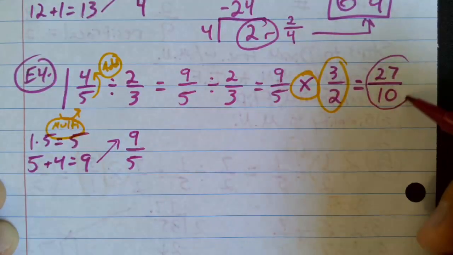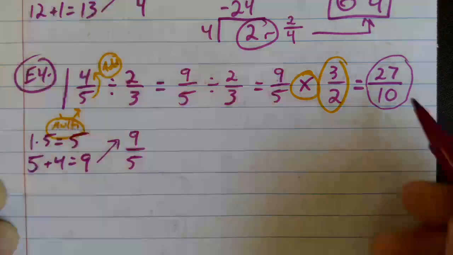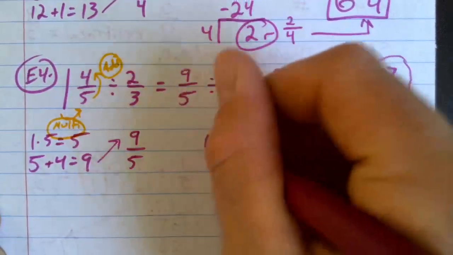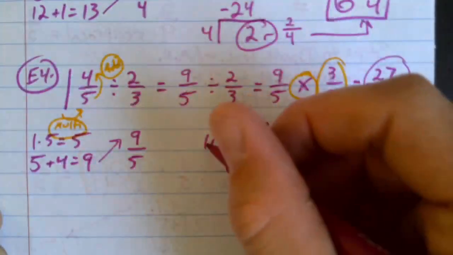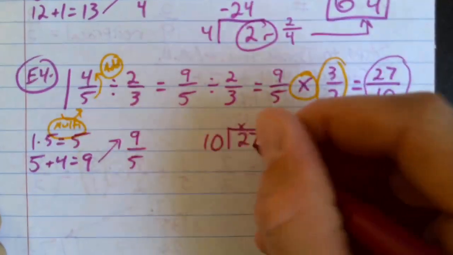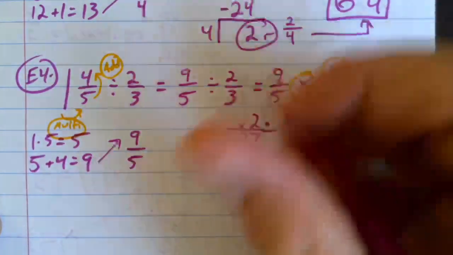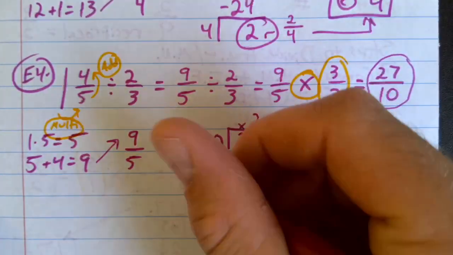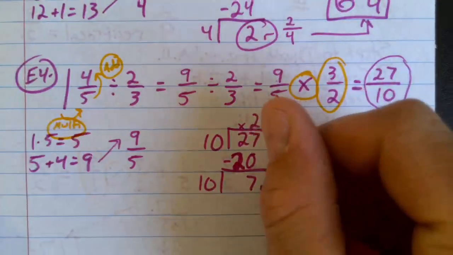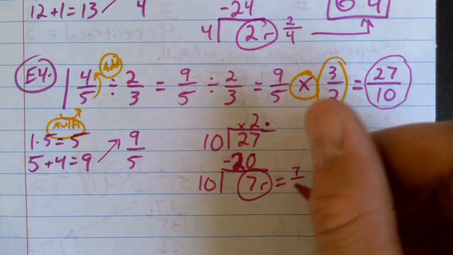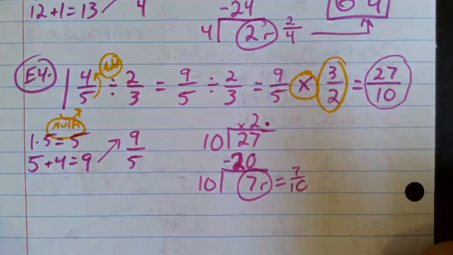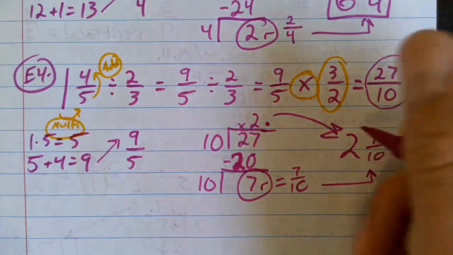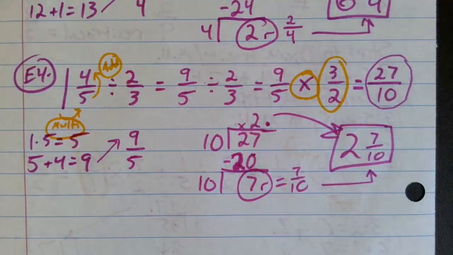So we have an answer right here, but that third step is just simplify it to a mixed number. So 27 divided by 10. Don't forget that decimal. We know 10 can't go into 2, but it can go into 27 2 times. 10 times 2 is 20. And subtracting, you're left with 7. 10 can't go into 7, so 7 is our remainder. And we write our remainder as 7 over your denominator, 10. So your answer is 2 and 7/10.